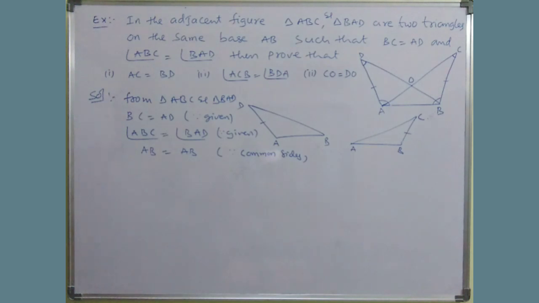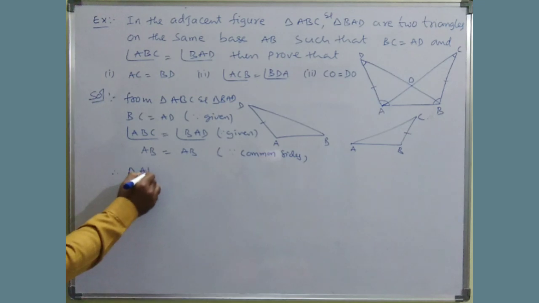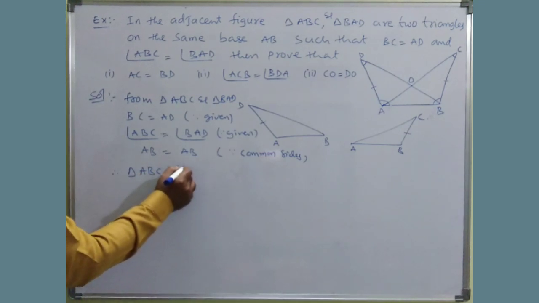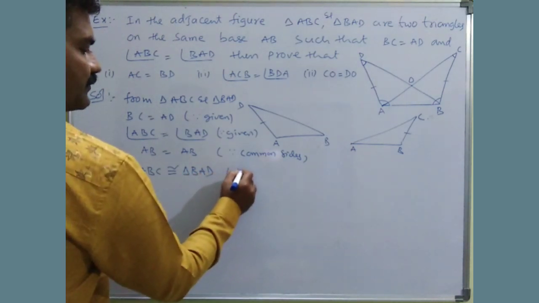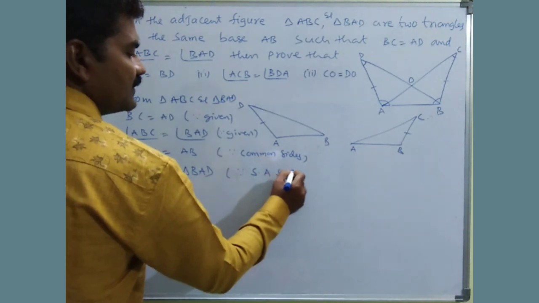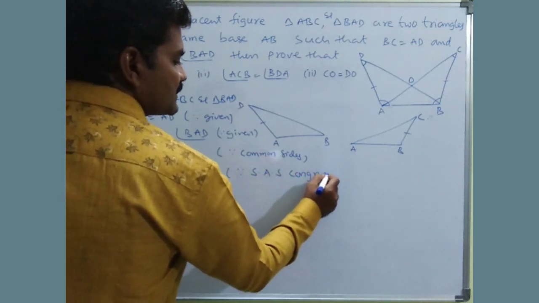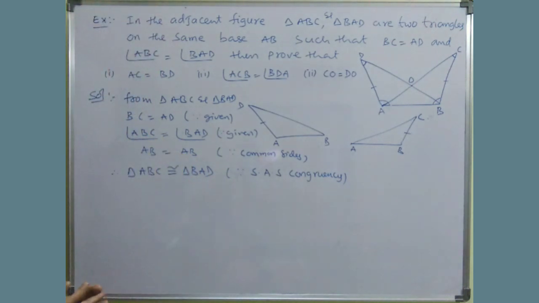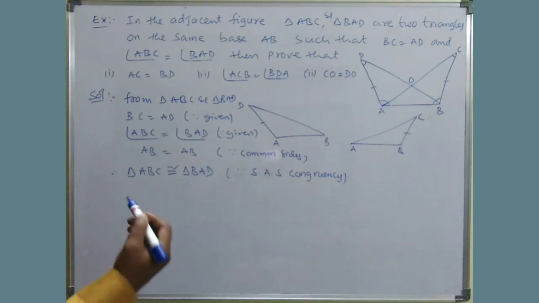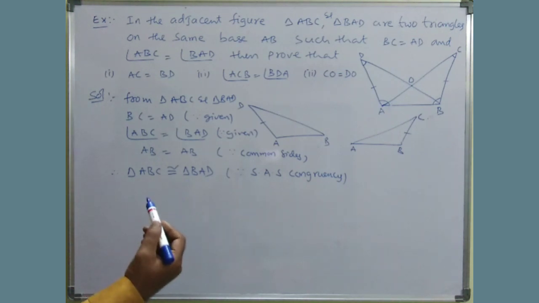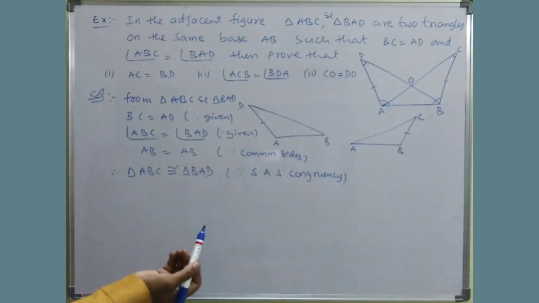Two sides and the included angle are equal, and simply I can say that triangle ABC is congruent to triangle BAD because of side angle side congruency, SAS. Very simple. Now if these two triangles are congruent to each other, then their corresponding sides as well as corresponding parts, angles.